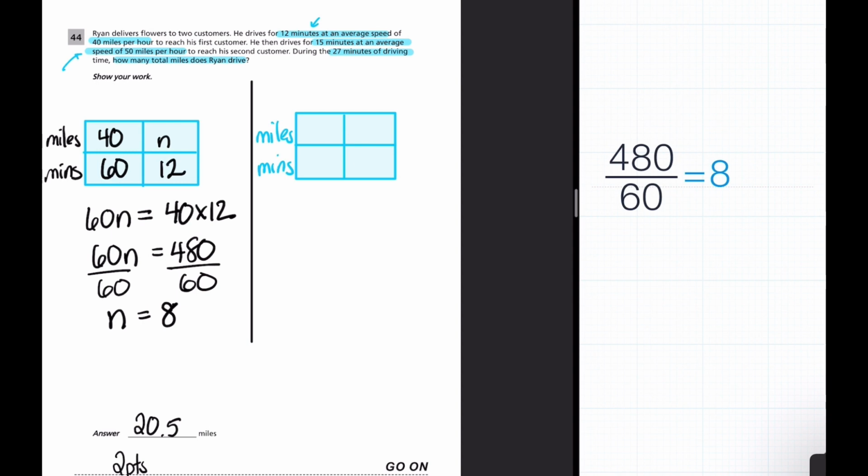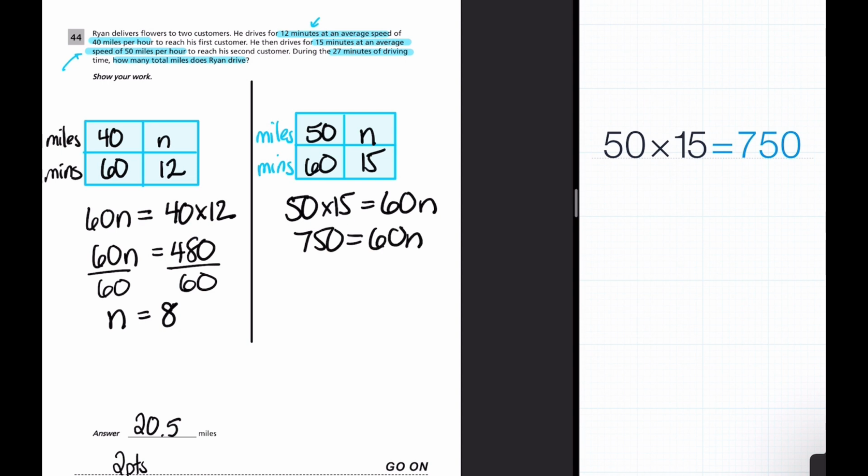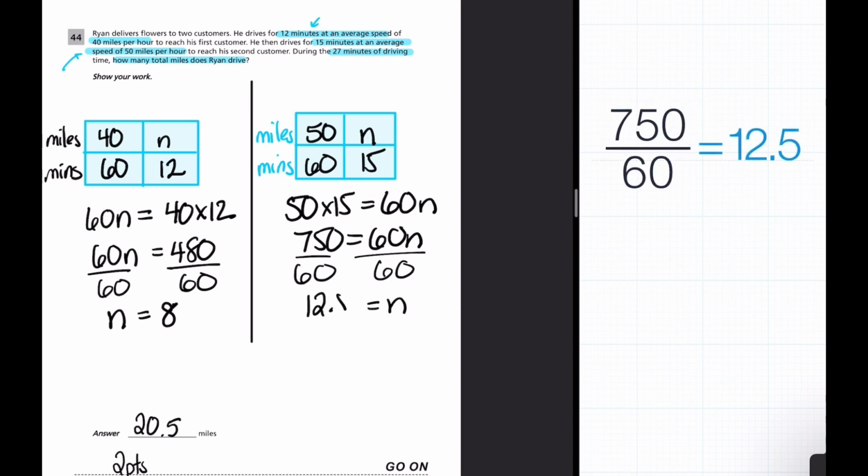And this time he went 50 miles an hour, so 50 miles in 60 minutes, and he drove for 15 minutes. So what is this number? So my equation this time is 50 times 15 is equal to 60n. 50 times 15 is 750, is equal to 60n. Divide both by 60 so I have n by itself. Let's see what the calculator does. 750 divided by 60 is 12.5.